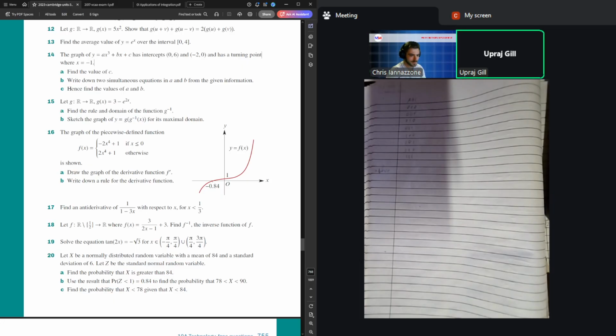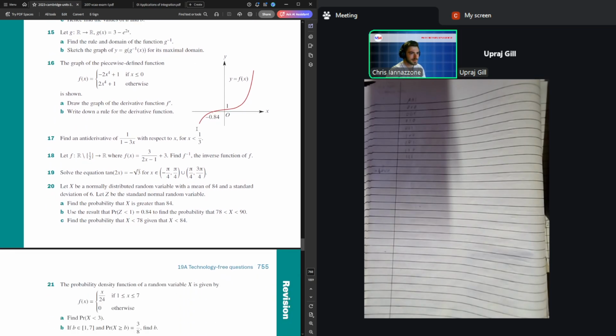Nice. Yeah, it's those. Again, inverses with exponentials, rule and domain, as we've done before. And then this is a fun one, g of g inverse. Okay, we'll run out of time on this one. So what I want to do is actually just highlight this, because this is the fun bit.